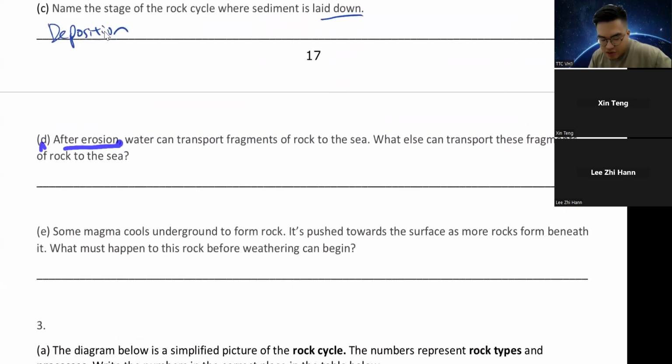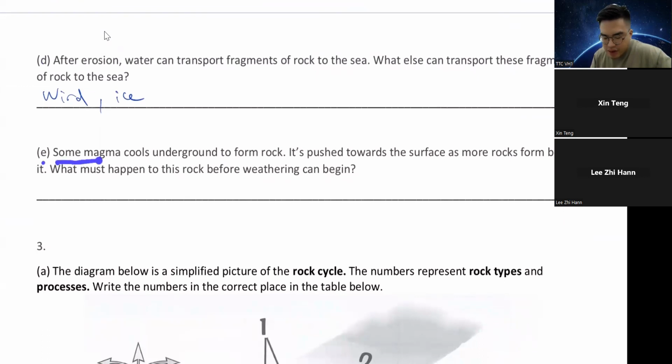So D, after erosion, after eating away, water can transport fragments of rock to the sea. What else can transport these fragments to the sea? You have wind. Okay, you have glacier or ice.